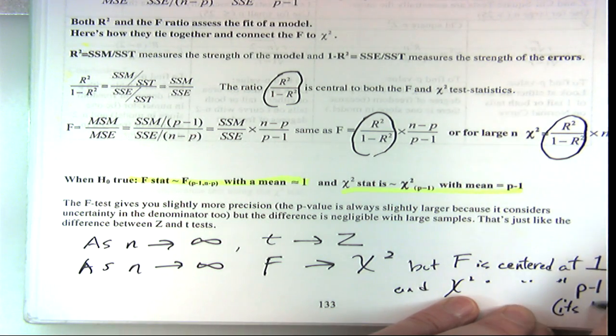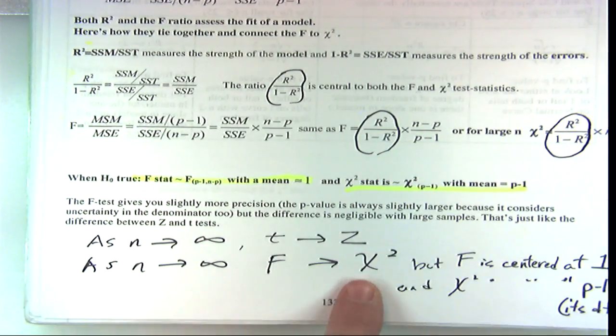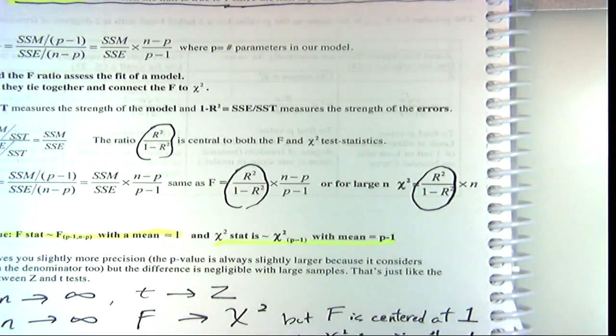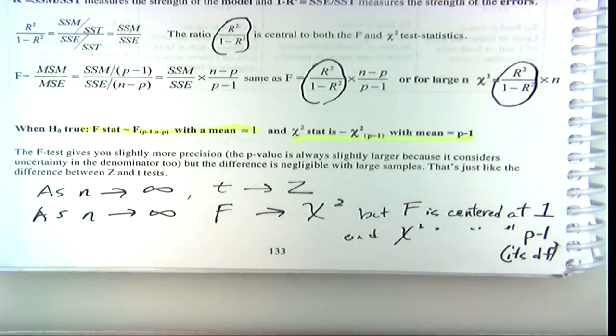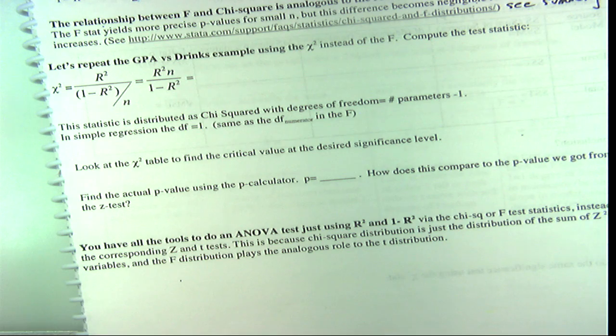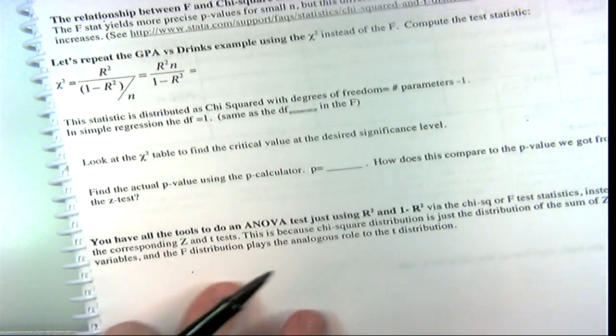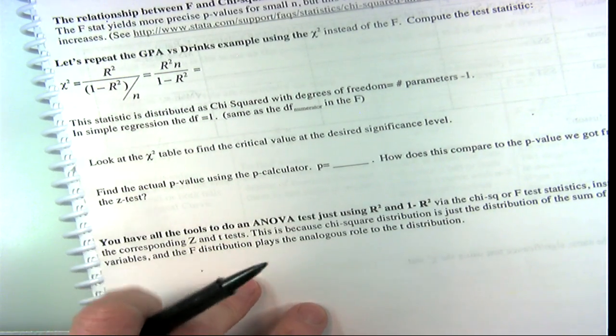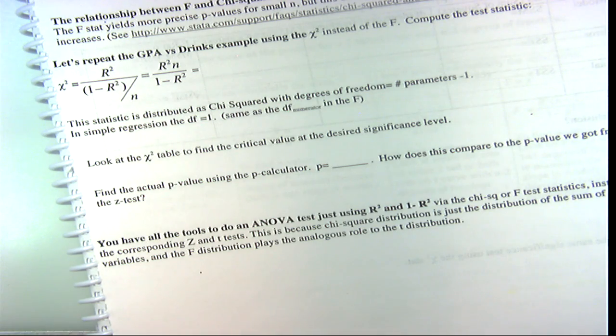Its degrees of freedom. That's all I'm saying. So they have the same relationship. So now that you know that, let's go back and finish up the chapter and do another example. All right. So now we're back on page 130.